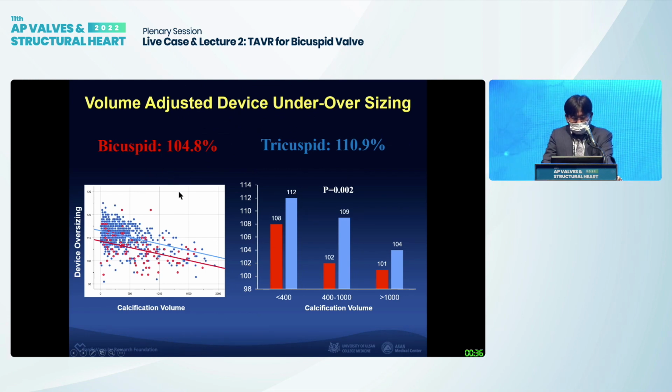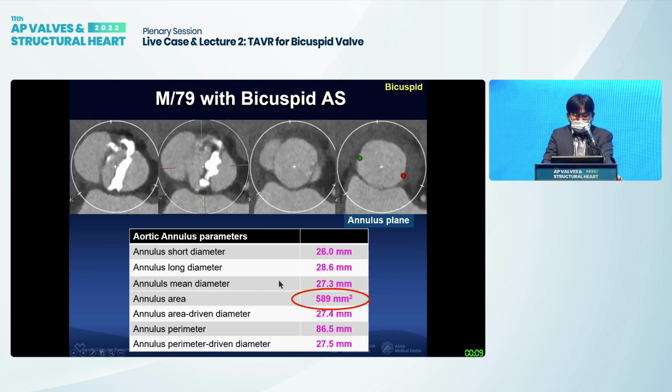I analyzed our registry data to show how much we oversized in bicuspid aortic valve TAVR: overall only about 5% oversizing. According to the calcification volume, when severe calcification volume is more than 1,000, only nominal size. When calcification is less than 400, almost 8% oversizing. This is, I think, very important.